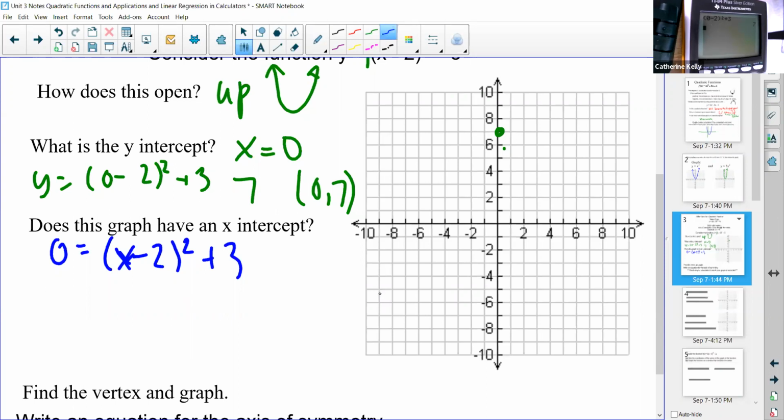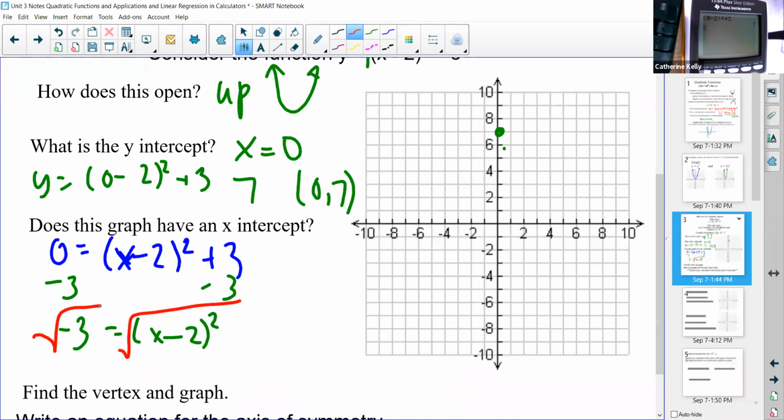I'm going to take the 3 over, minus 3. So I have negative 3 equals x minus 2 quantity squared. If I take the square root of both sides, oh no, I notice I can't take the square root of a negative number, so there's going to be no x-intercept, because you can't take the square root of a negative number.